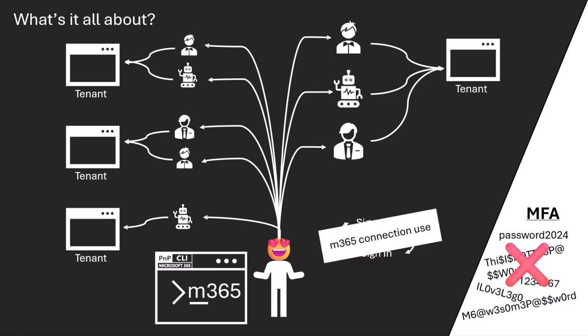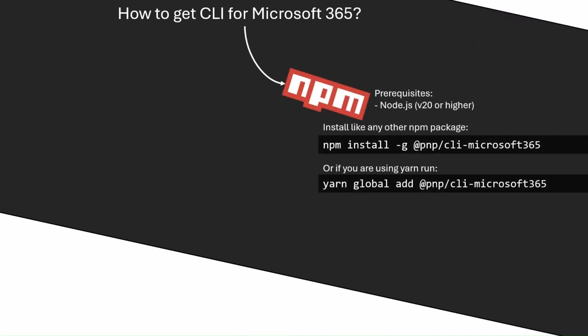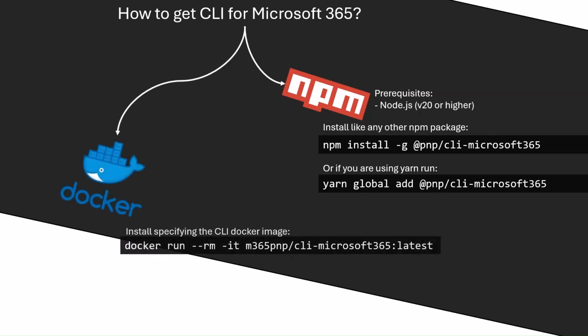And before we do a deep dive on this feature, we need the CLI first. So how to obtain it? Since it's an npm package, you can use the npm install standard command. Please do remember you should install it as a global package, or you can use the yarn global add command, or you can also obtain it over Docker and use the docker run command to get our latest image.